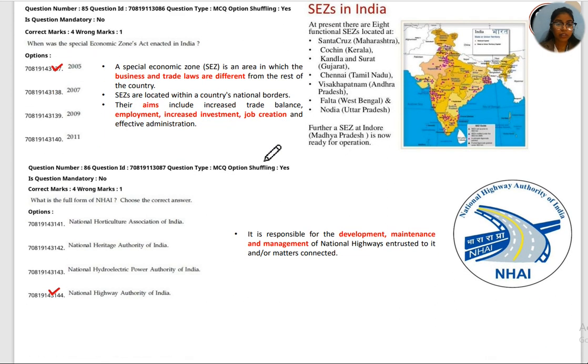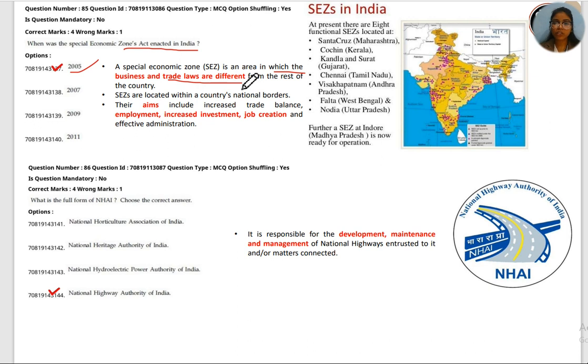Next one is, when was the Special Economic Zone Act enacted in India? So SEZ, its full form is Special Economic Zone. It is an act that was enacted in India in the year 2005. Now, what is an SEZ? So, it's an area in which the business and trade laws are different. Okay, this is a special economic zone.